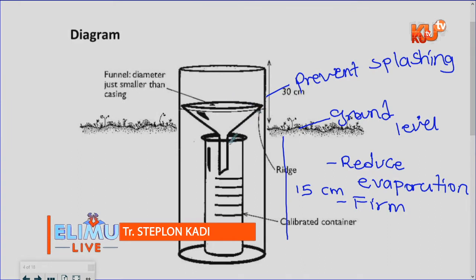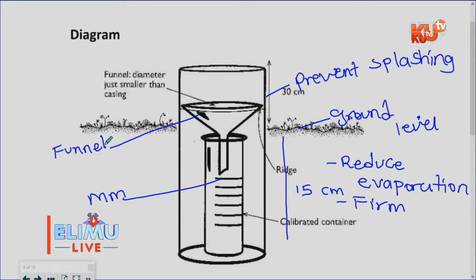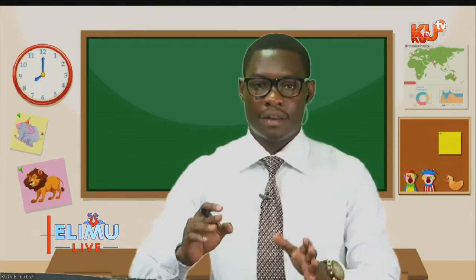So we have the collecting cylinder, which is calibrated in millimeters, because those are the units for measuring amount of rainfall. This is the funnel I was talking about. The funnel, as I had said earlier, should not be too wide, neither should it be too narrow. It should fit exactly inside. So that is about a rain gauge.